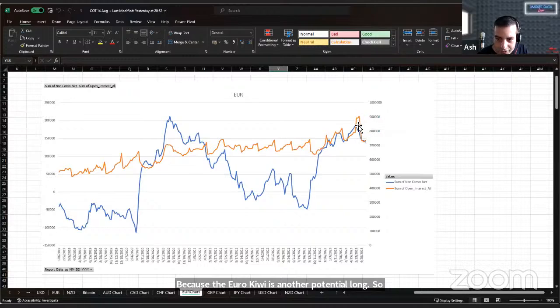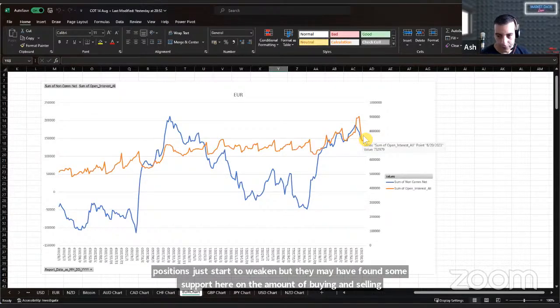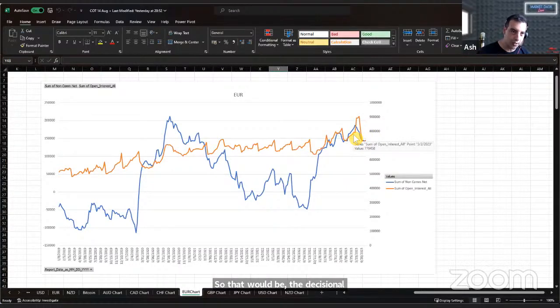Well, the open interest has died down a little bit. So there's not as much interest in the euro, and we are starting to see the positions just start to weaken. But they may have found some support here on the amount of buying and selling. So this doesn't really put me off. It wouldn't put me off too much going for a euro Kiwi long. So the seasonal bias pushes us towards the Kiwi yen short. The seasonal bias pushes us towards the euro Kiwi long.